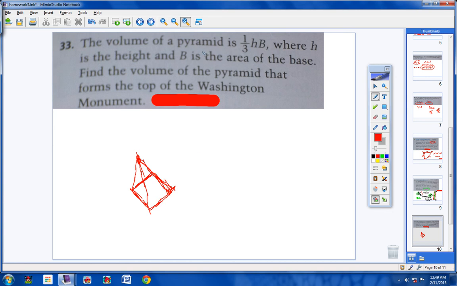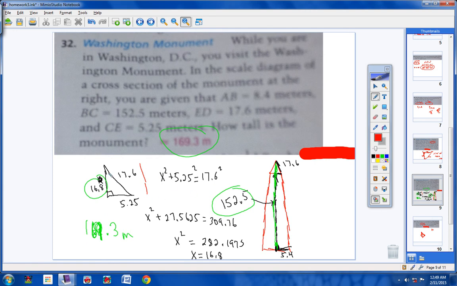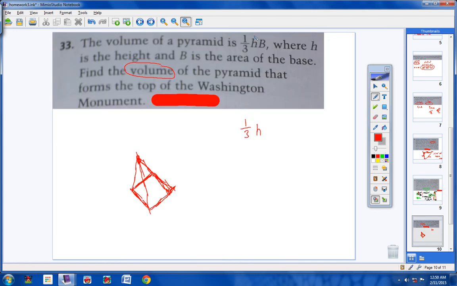Why are we showing a square base? Because look what we have to do here. Students, it tells you right here. Please learn to read and listen. It says the volume of a pyramid. And what are we trying to find? The volume. The volume of a pyramid is 1/3 times the height. We already found the height. The height of this pyramid is this line right here, 16.8. So I know the height already is 16.8.